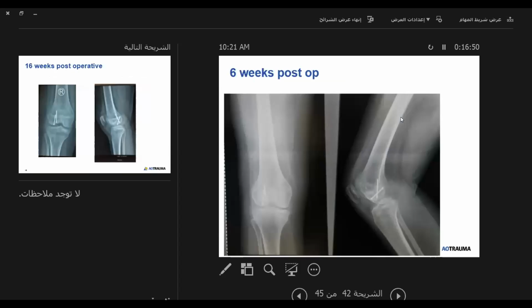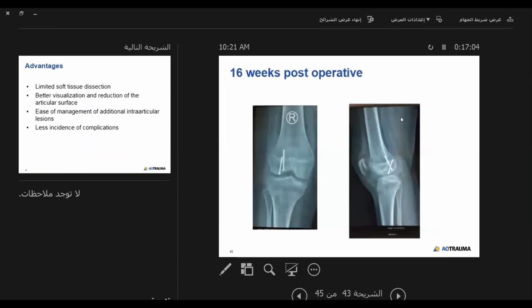And this is the follow-up. I also splinted here for 2 weeks in the cast and started early range of motion with a hinge knee brace after 2 weeks, after removing the stitches. This is the X-ray 16 weeks post-operatively, and she is managing well and full weight bearing with more or less full range of motion after the surgery.